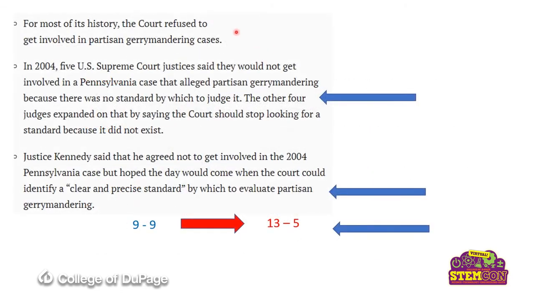For the most part, courts have refused to get involved, but they have observed that there is no standard for which to judge it, and some say the standard could not exist. And another judge said he wished a clear and precise standard could exist. The case that they were thinking about here in Pennsylvania involved a red swing from a 9-9 blue tie with red to a 13-5 red example.